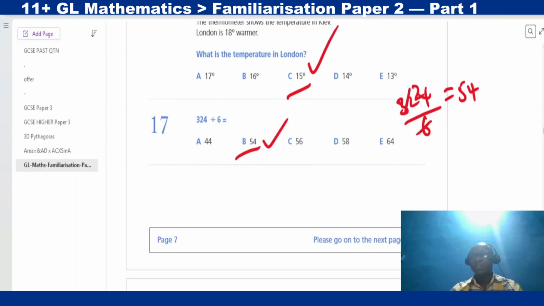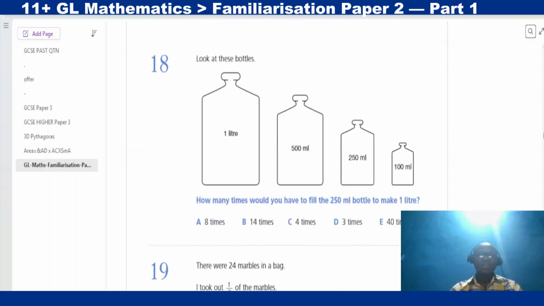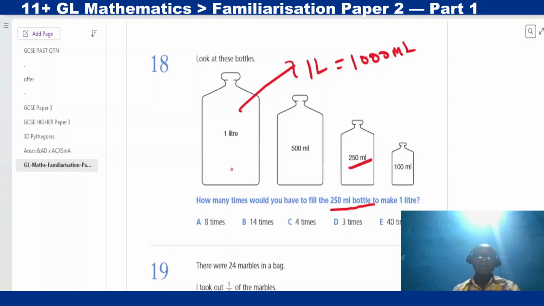Then we move next to question number 18. Here they have asked us, how many times would you have to fill the 250 ml bottle to make 1 liter? So 1 liter is equal to 1000 ml. If I'm filling 250 ml into the 1 liter, that means we divide by 250. And 250 can go into 1000 just 4 times. So the 250 ml bottle fills 1 liter in 4 times. Therefore, that is option C.